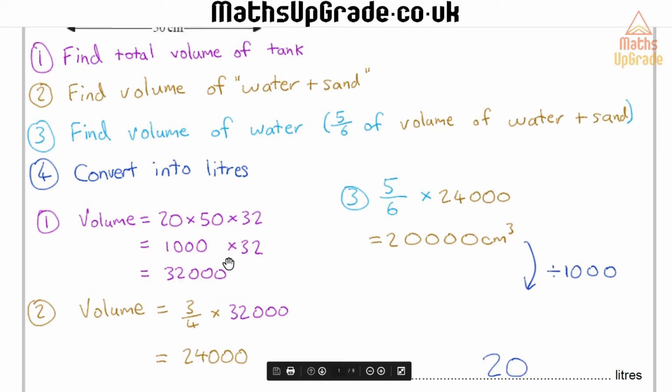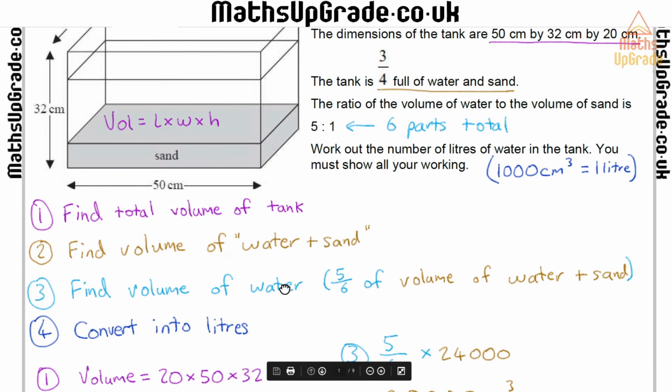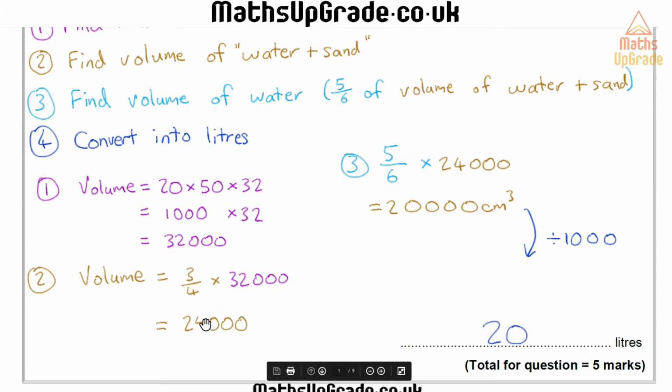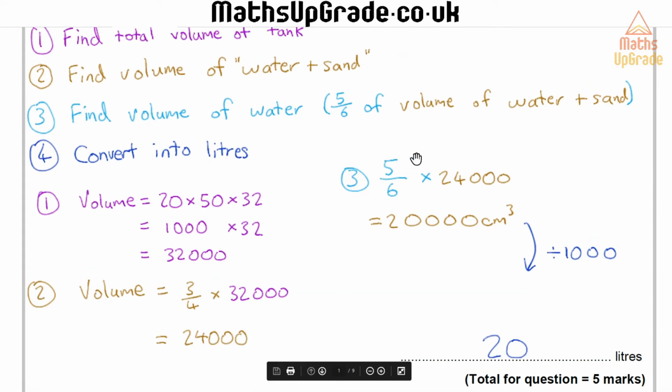The next part is to find the volume of the water. In this ratio, you're told that the volume of water to the volume of sand is 5 to 1. So in other words, there are 6 parts altogether, and 5 of them are water. So 5/6 of this volume here is water. We're going to find 5/6 of 24,000. In a similar way, I'm going to find 1/6 of 24,000. So 24,000 divided by 6 is 4,000, and 4,000 multiplied by 5 is 20,000.